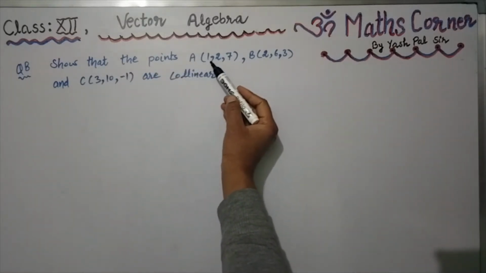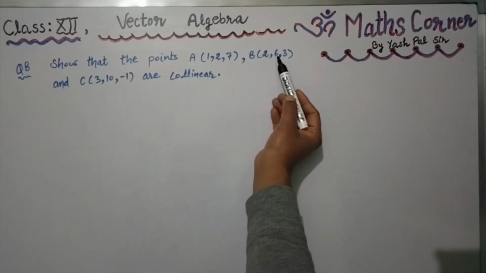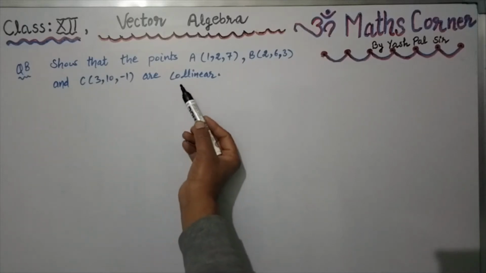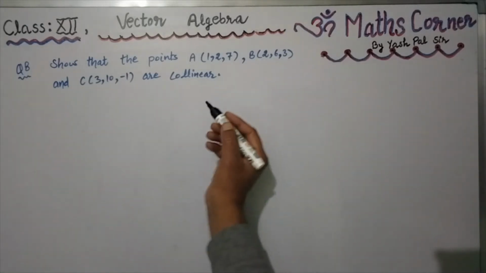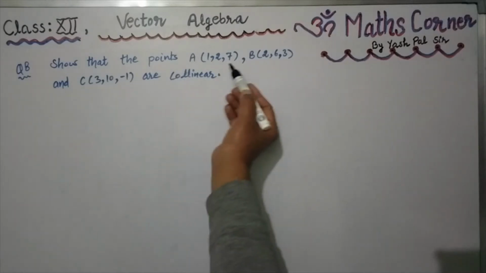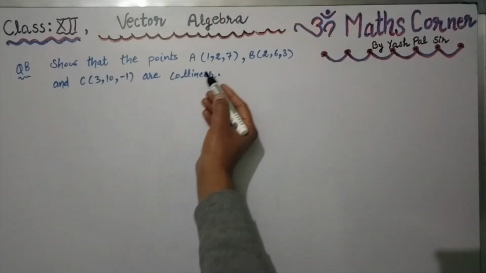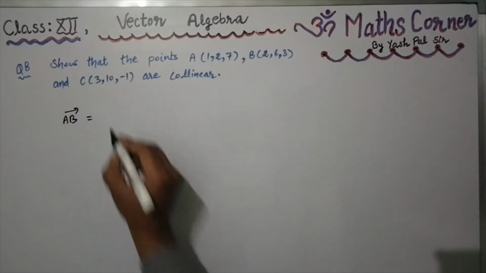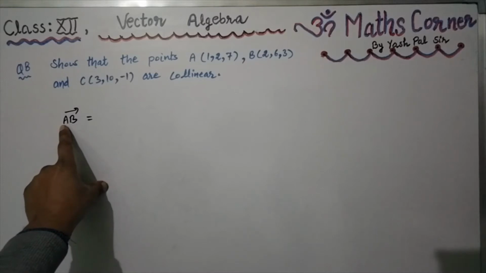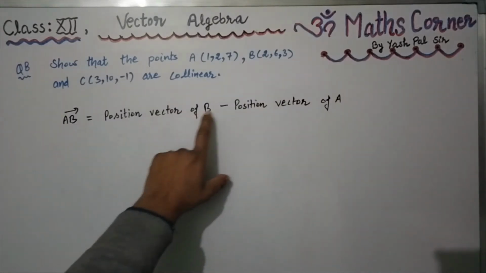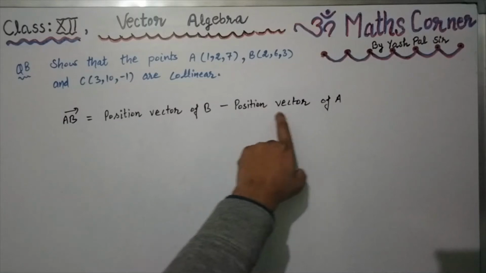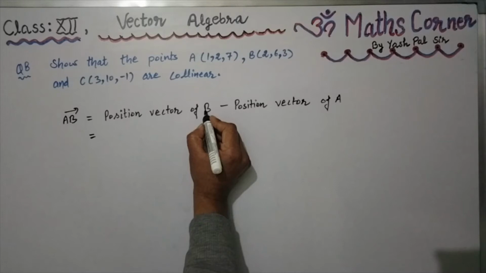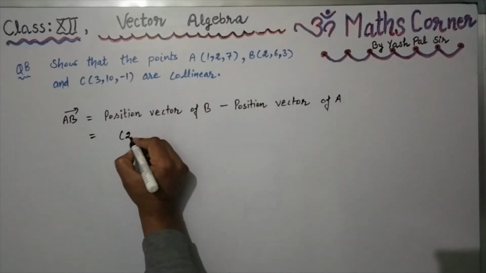Now next question. Question number 8. Show that the points A (1, 2, 7), B (2, 6, 3) and C (3, 10, -1) are collinear. So for this purpose, to show that these 3 points are collinear, we first of all find vector AB. It means position vector of B minus position vector of A, position vector of B or OB minus position vector of A or OA.